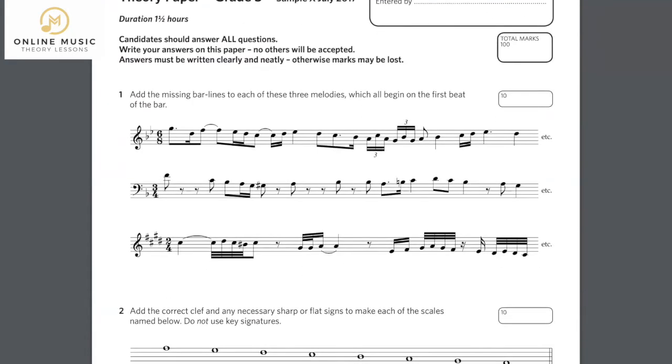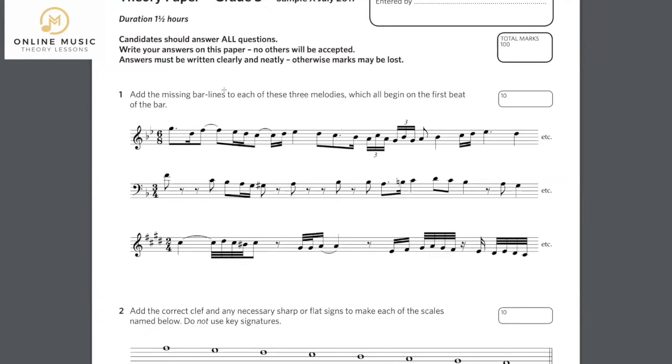Okay, so this is the grade 3 theory paper for ABRSM music theory. Question 1. Add the missing bar lines to each of these three melodies, which all begin on the first beat of each bar. Okay, so I'm just going to grab my line tool here.